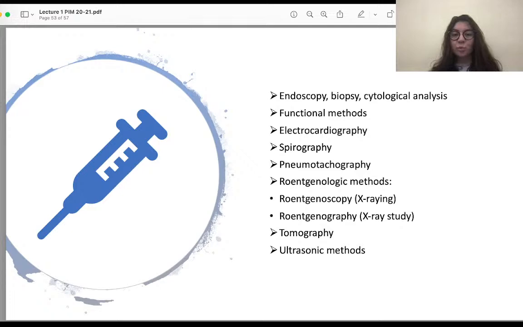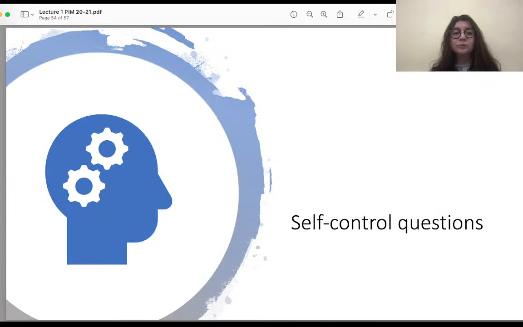They are endoscopy, biopsy, cytological analysis, functional methods, electrocardiography, spirography, pneumotachography, rentgenologic or X-ray methods. These can be divided into rentgenoscopy or X-ray, rentgenography, X-ray study. There are also tomography and ultrasonic methods. These are the main ones.